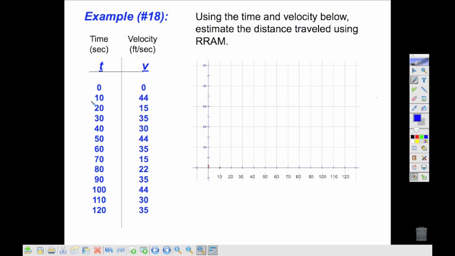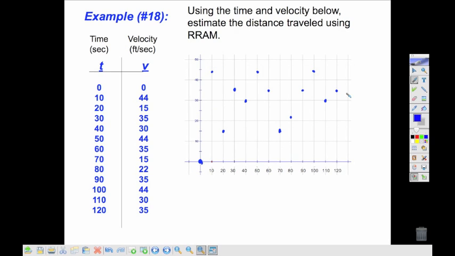I might be speeding up and slowing down a lot, but we're going to be able to use these measurements to estimate what our speed is, kind of assuming that there might be a smooth curve here. So starting at time 0, we have a 0, 0. At 10, we have 44. At 20, we have 15, and so on. So if we plot all of these going across, we'll get a graph that looks something like that.